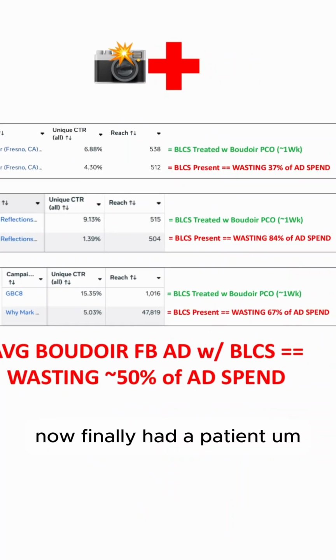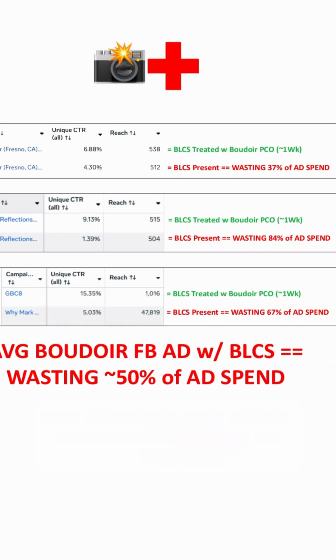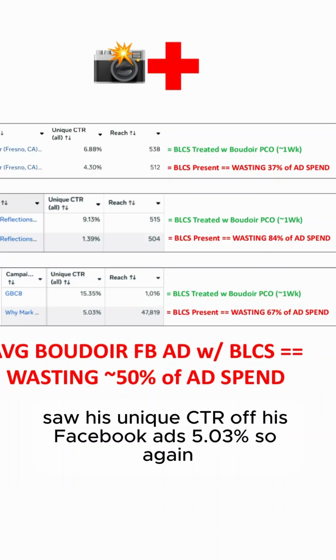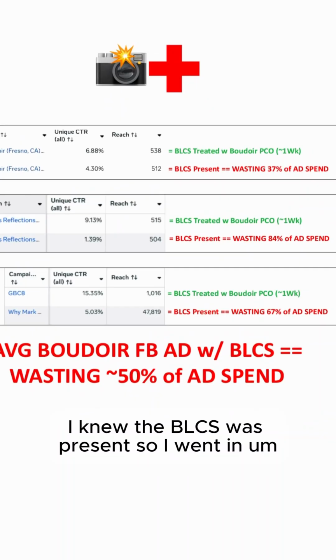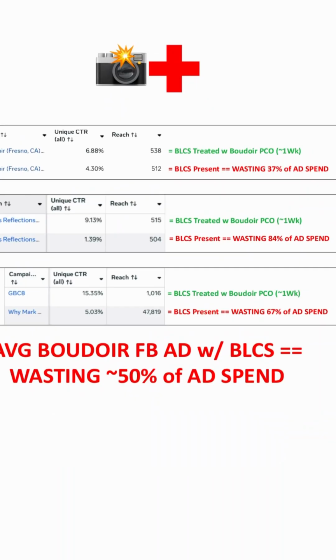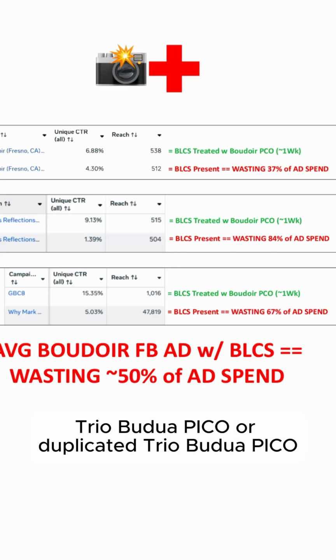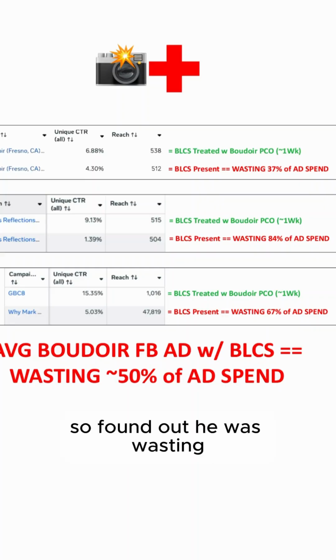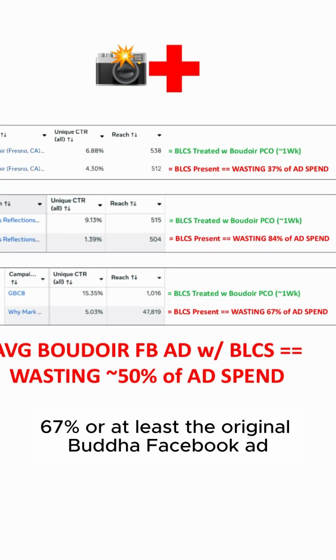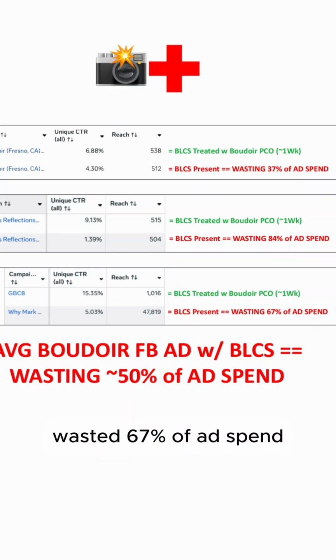Now, finally, had a patient who saw his unique CTR all of his Facebook ad is 5.03%. So again, I knew the BLCS was present. So I went in and duplicated, treated with boudoir Pico, took about a week, and got his unique CTR all up to 15.35%. So found out he was wasting 67%, or at least the original boudoir Facebook ad was wasting 67% of ad spend.